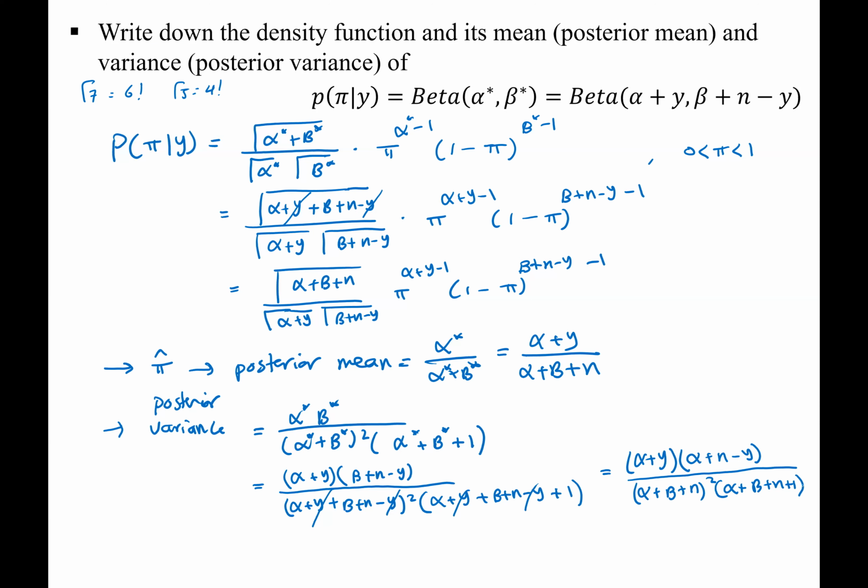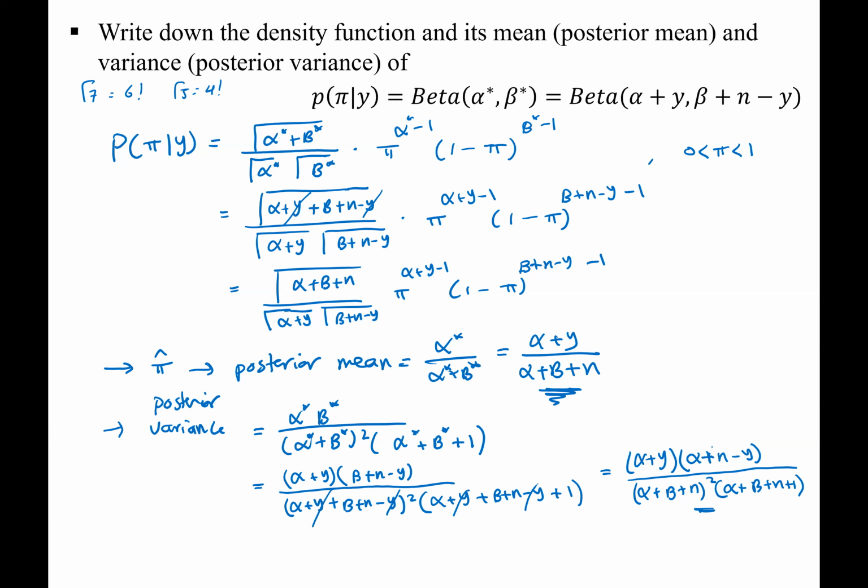This is the variance. What is the meaning of the variance? Because nothing is 100% accurate. I will estimate pi hat by this value, but this value is different from the population proportion. How much is this difference? What about the variability? So the variability can be calculated using this formula.